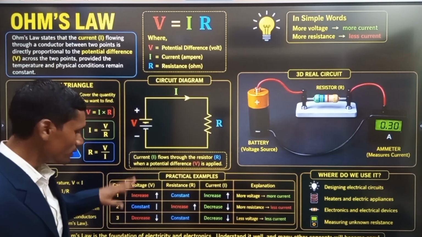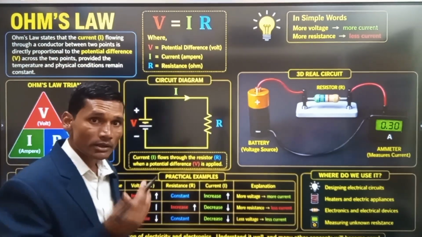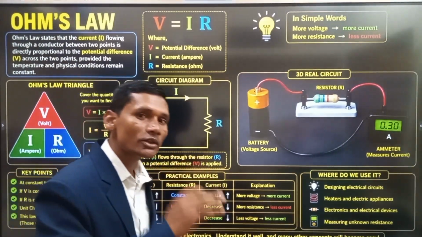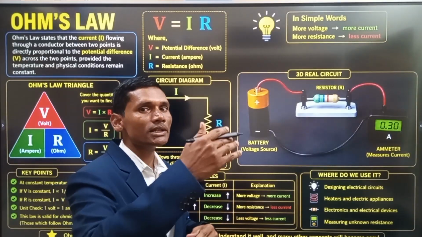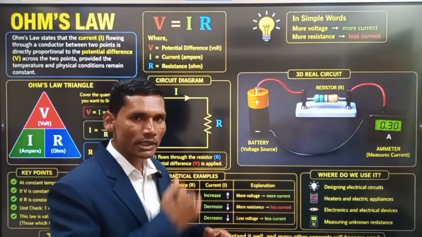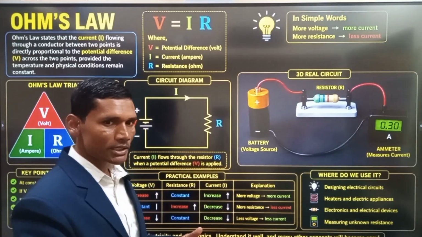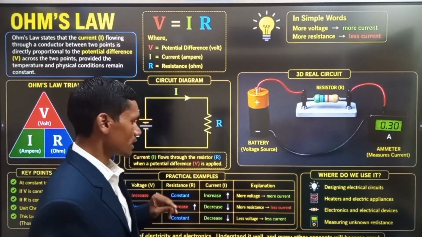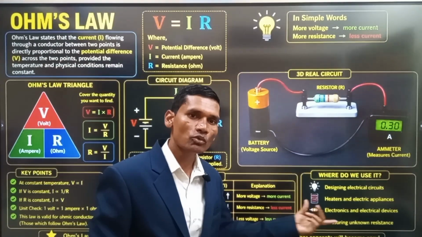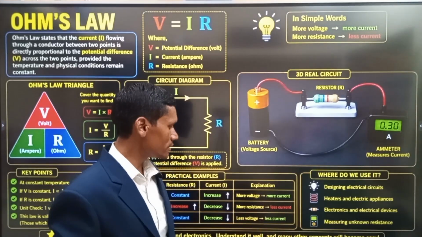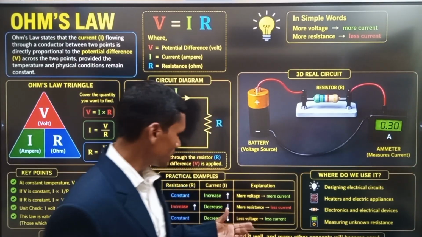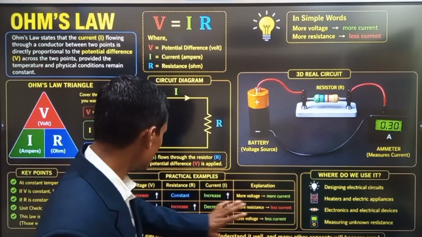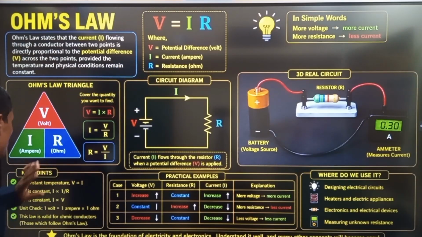Next, what happens if you decrease the voltage? Resistance will be constant, but current will also decrease, because if you increase voltage, current will increase. If you decrease voltage, current will also decrease, but resistance will be the same. That does not change. So this is what you see practically. That is why we can say: more voltage, more current; less voltage, less current, right? This is based on what we have derived here. This will be equal to IR.